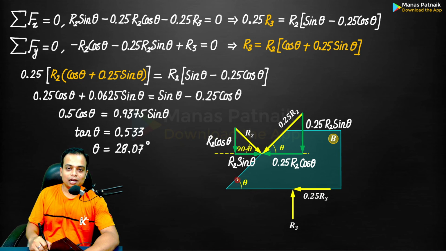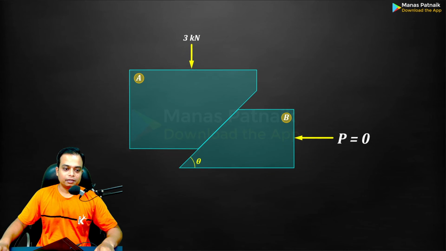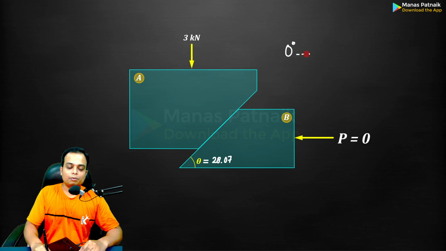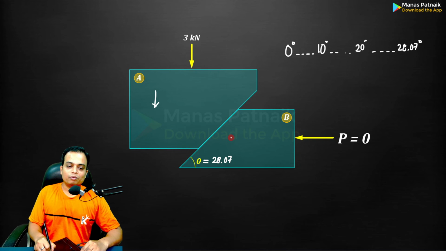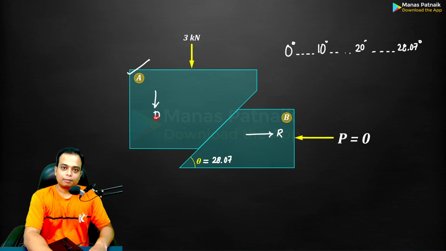The moment this angle of the wedge touches 28.07 degrees, let me repeat, the moment the angle here touches 28.07 degrees, let's say you start with 0 degrees, you keep on increasing the value 10 degrees, 20 degrees, and the moment it reaches 28.07 degrees, what will happen? Slipping impends in the downward direction for block A, which thereby causes slipping in block B towards the right hand side. Okay, so this was the beauty of the entire problem.